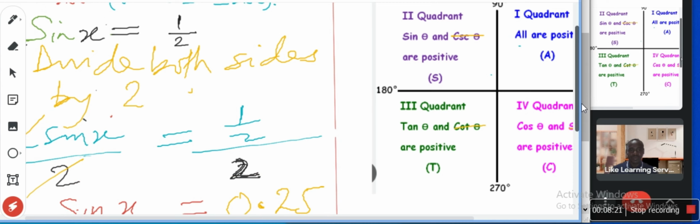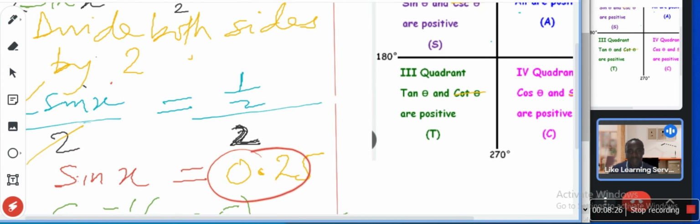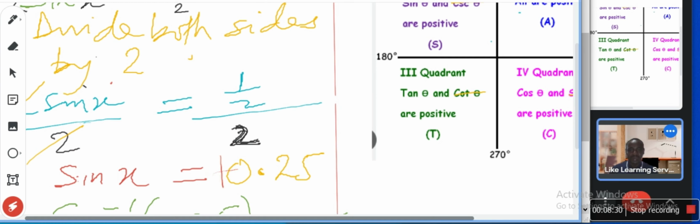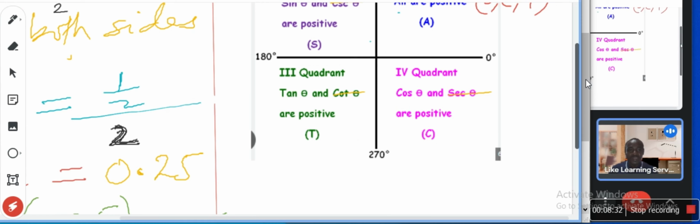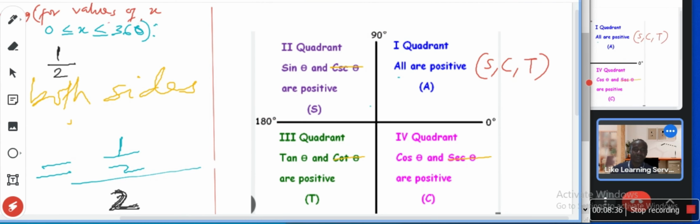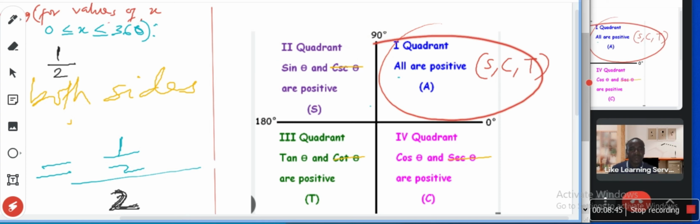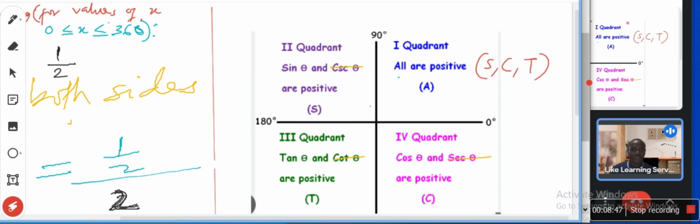So what we are solving has a positive value of sine x equal to 0.25, and this is positive. Like if you write a number without any sign, it means it has a plus. So we need to go to where sine is positive. Where is sine positive? The second quadrant, good. And of course the first quadrant, because all are positive in the first quadrant. So the first and second quadrants are where sine is positive.